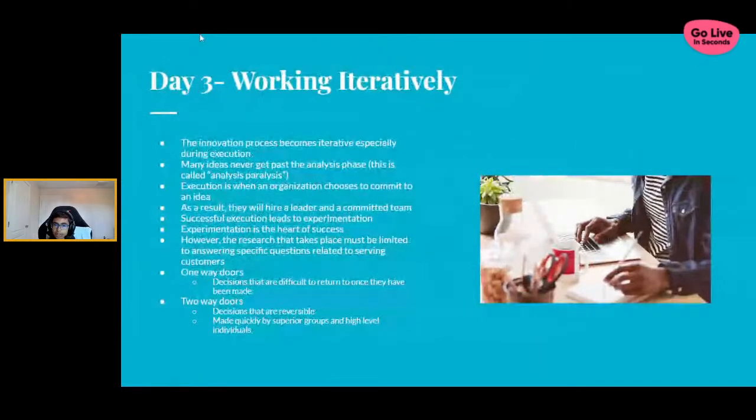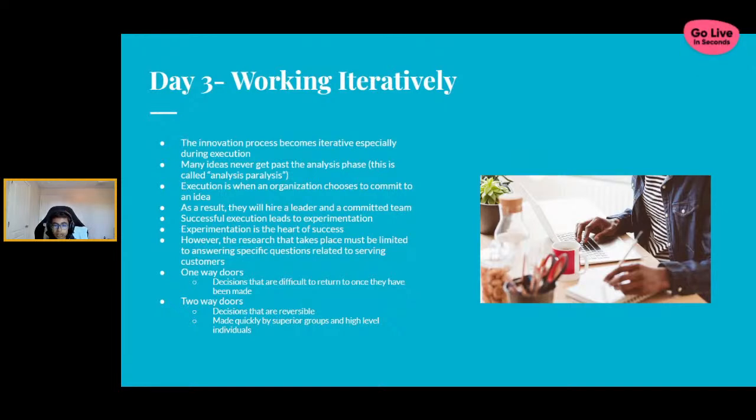Next, let's discuss working iteratively. The innovation process becomes iterative, especially during the execution phase. Many ideas never get past the initial analysis phase, and when this happens, it's called analysis paralysis. Execution is when an organization chooses to commit to an idea. As a result, they'll eventually end up hiring a leader and a committed team to execute the idea. Successful execution leads to experimentation, which is the heart of success.